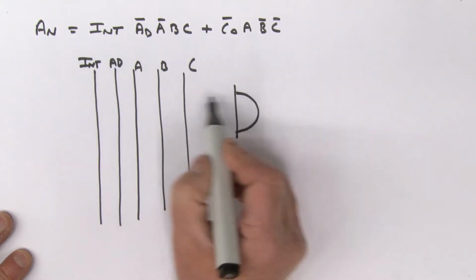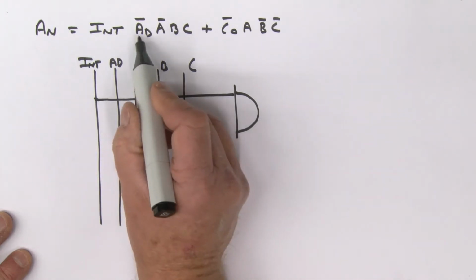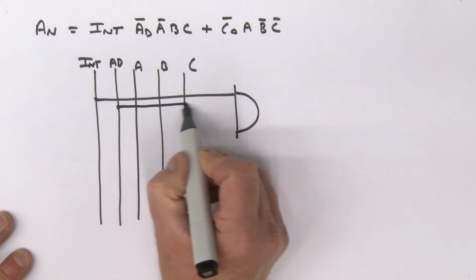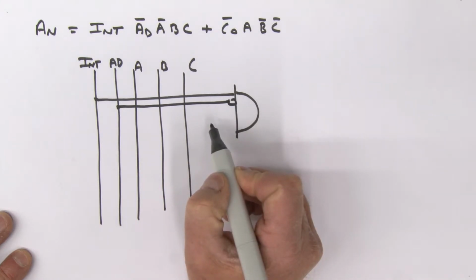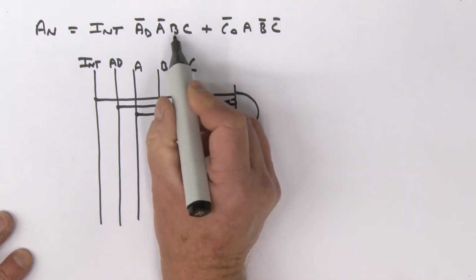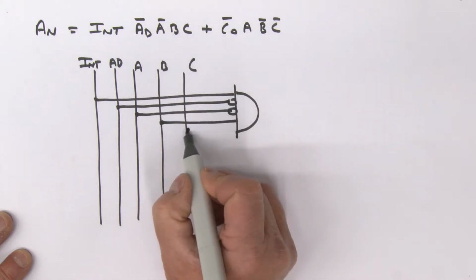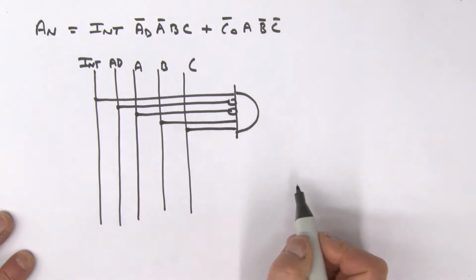What have I got? Intrusion coming in, so I'm going to grab intrusion, I'm going to feed that in. What else? AD bar, so I'm going to grab AD, I'm going to bubble it. AD bar coming in. I've got A bar, so I'll grab A, bubble it, and then I've got B, and I've got C. All right, so there's my first product term.